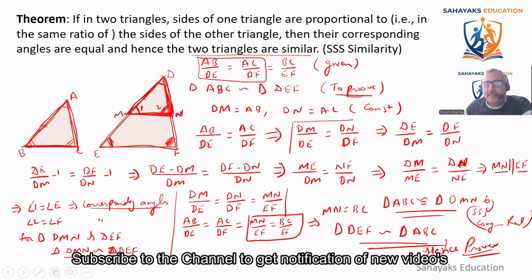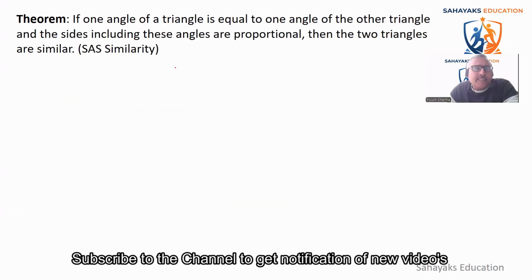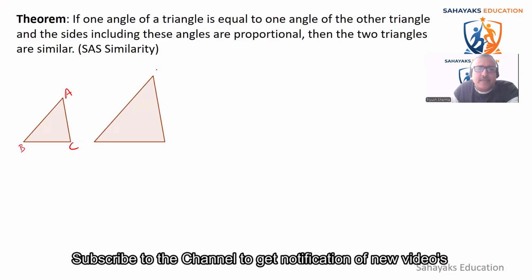Okay, so this part clears it up. So coming to the next question. It says that if one angle of a triangle is equal to one angle of another triangle, and the sides including these angles are proportional, then the two triangles are similar. Okay, so this is the SAS similarity rule. Let's go through. We have two triangles. I'll just name it as ABC and this triangle as DEF.